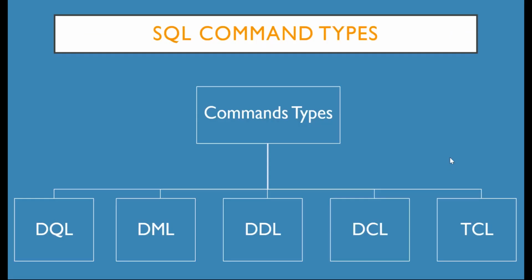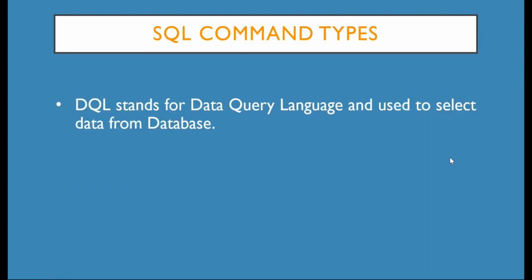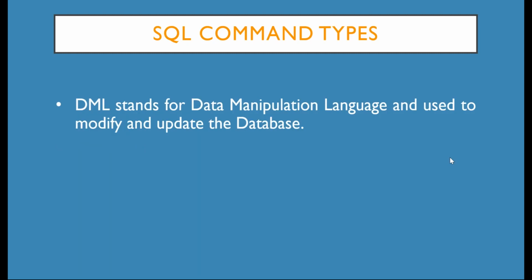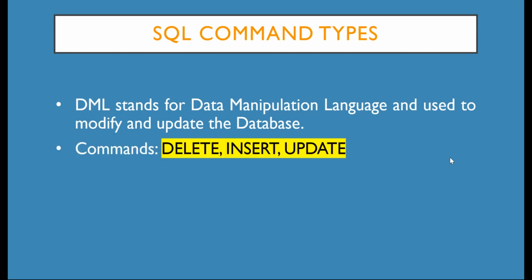Now we'll talk about the SQL command types. As you can see here, we have 5 different types. We have DQL, DML, DDL, DCL, and TCL. The DQL stands for Data Query Language and is used to select data from the database. It has only one command, which is the select command. The DML stands for Data Manipulation Language and is used to modify and update the database. It has 3 commands: the delete, the insert, and the update.